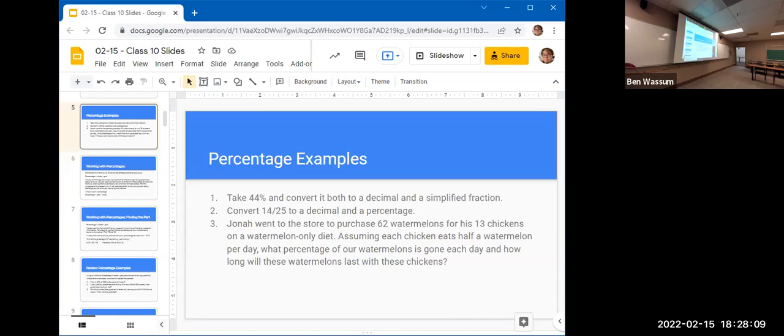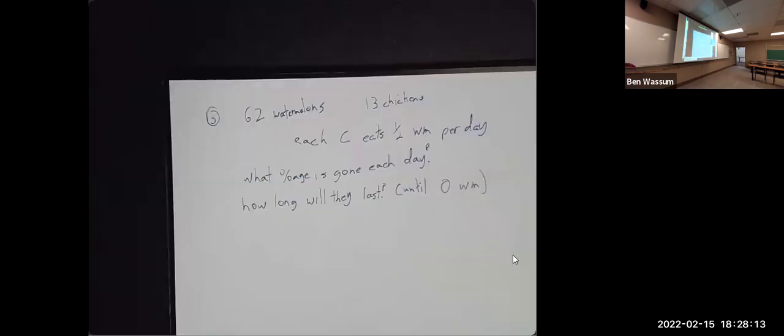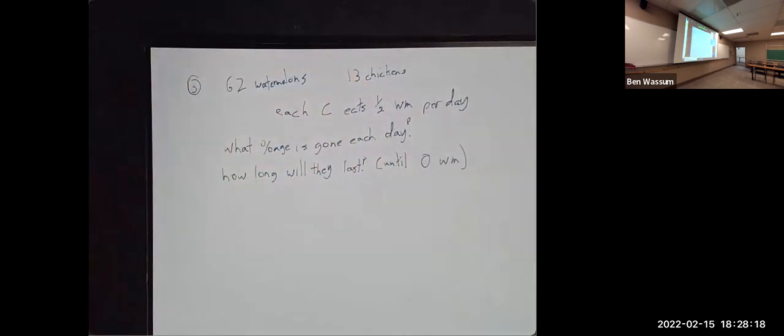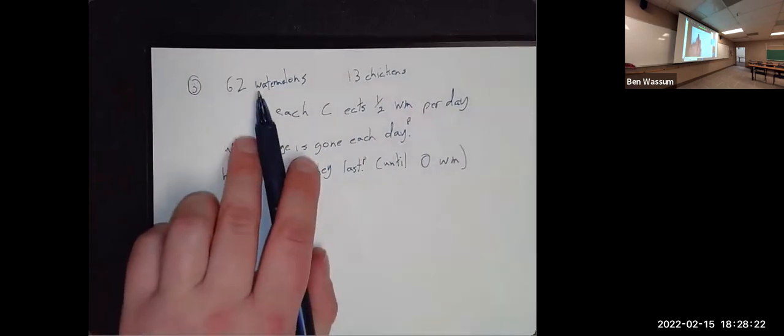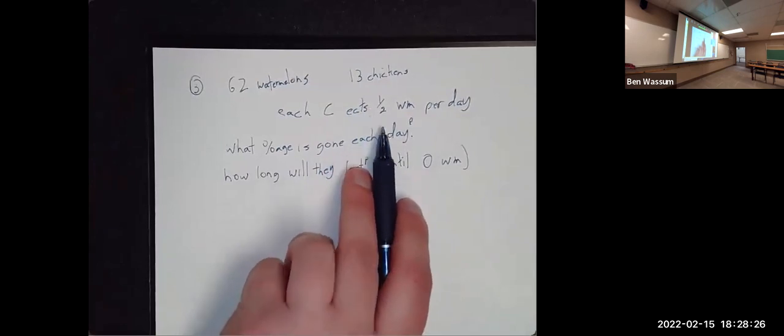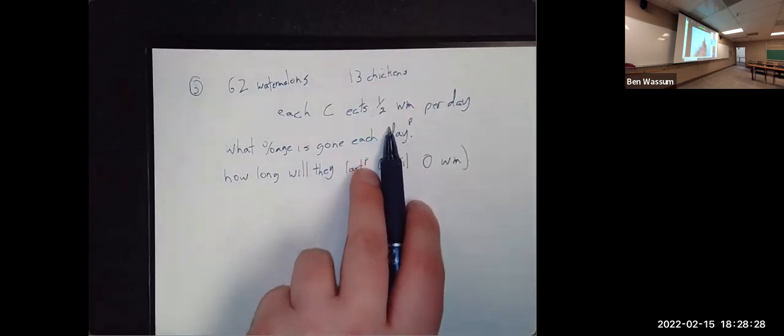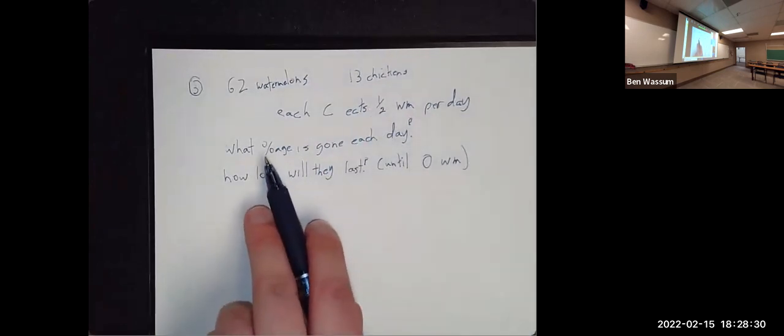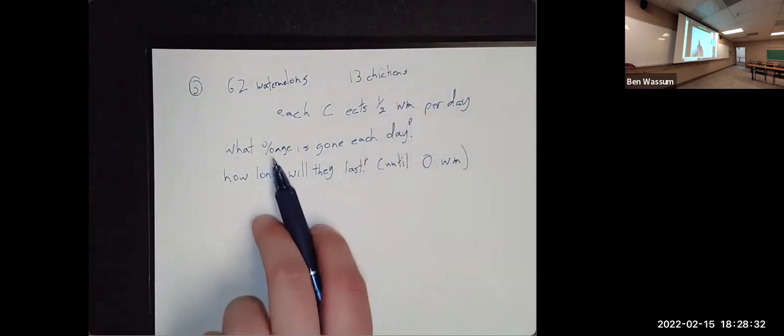Okay. So the way that I took notes on that is I just took all the essential pieces of information. You're doing a weird word problem, you just need some parts of it, right? So we have 62 watermelons, 13 chickens. We know how much each of those chickens eats per day. We need to know what percentage is disappearing every day.